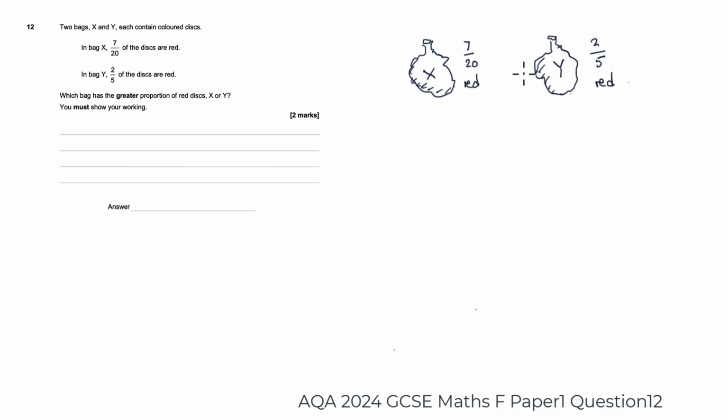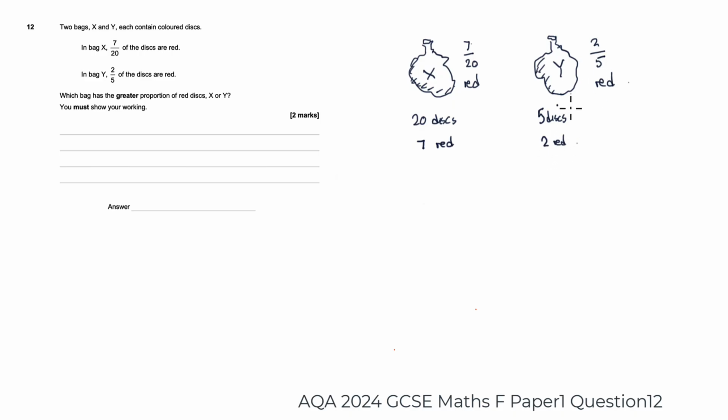Now, we have no idea how many discs are in there, but we can speculate. We could say, suppose there's 20 discs in this bag, how many would be red? Well, just 7. Otherwise, we wouldn't get 7 out of 20 discs being red. And what about this bag? Well, if there were 5 discs in this bag, we know that 2 of them would be red. Otherwise, we wouldn't get 2 out of 5 discs being red.